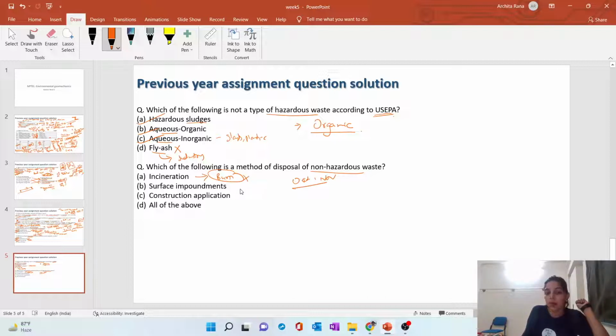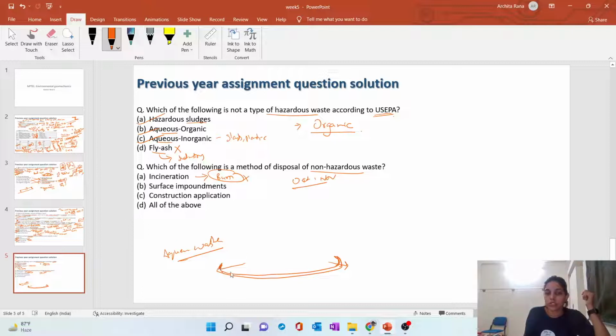Another is surface impoundments. In many places, if there is a lot of liquidy waste or aqueous waste, they make a sort of boundary-like structure. This also happens with dry waste as well. Near the landfills, they make this circular boundary. And why is this boundary made? So that the waste will not come in contact with other structures or people and harm them.